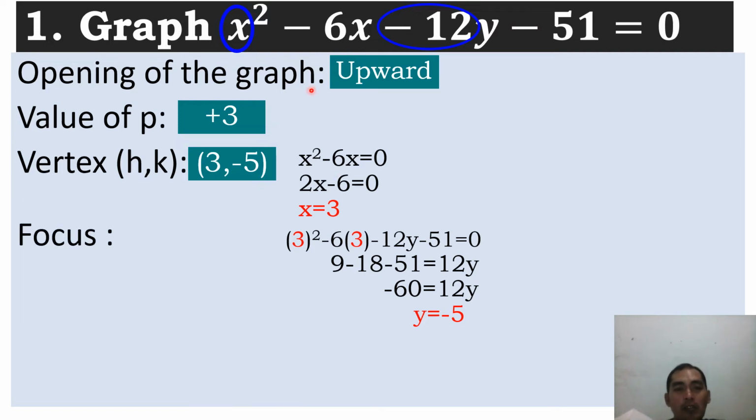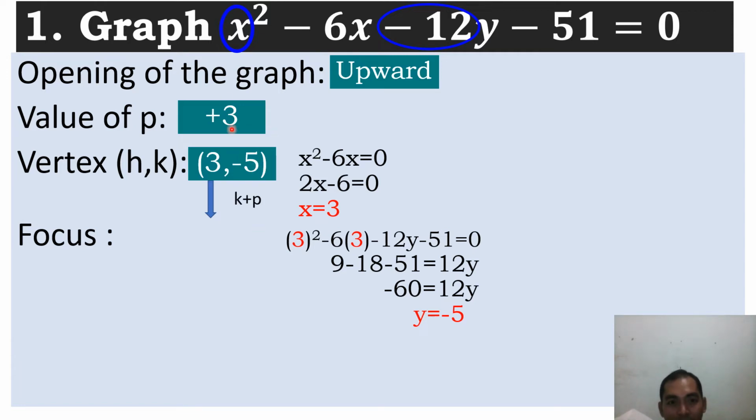Now, for the focus, tingnan mo lang yung leading variable x. So, sa x value ay kinokopya lang for the focus. And then, for y, ina-add lang yung p value and yung y value ng vertex.